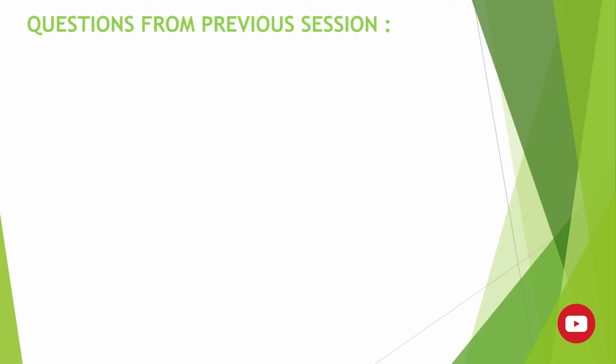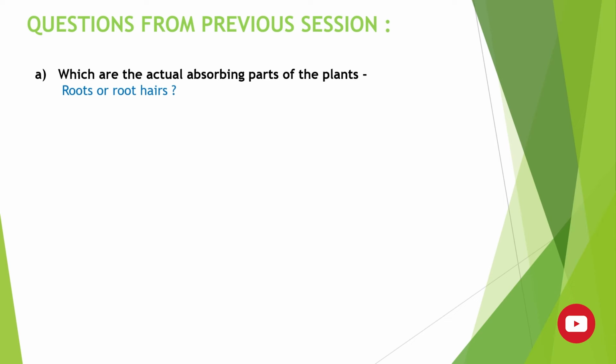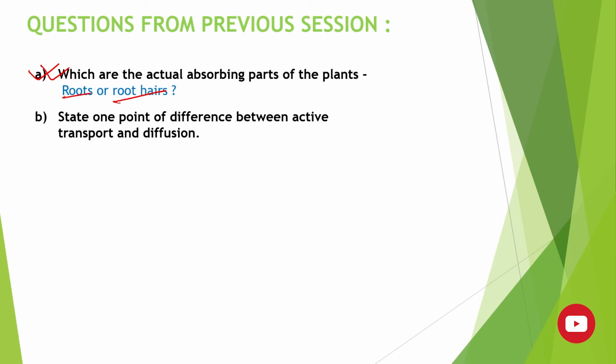Here are some questions from the previous session. The first question is, which are the actual absorbing parts of the plant? Roots or root hairs? Both of these topics were already discussed in the previous session. This is the second question. State one point of difference between active transport and diffusion. In the previous video, more than one point of difference was discussed. So make sure you choose the most important one and then write it down in your answer.